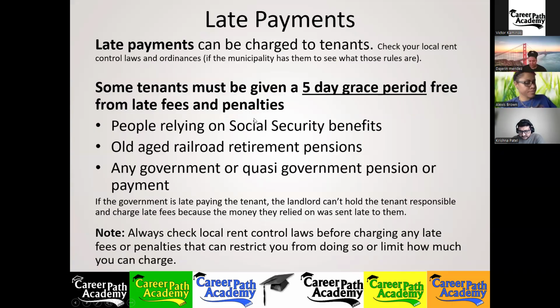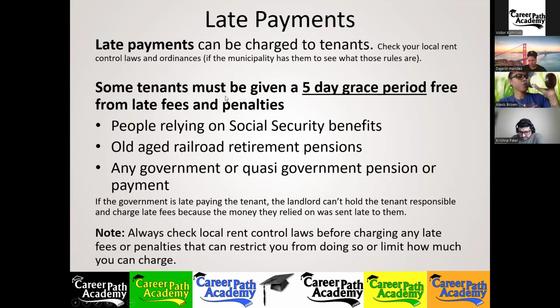Late payments can be charged to tenants, but you got to check local rent control laws if your municipality has them. They could restrict if and how much you could charge, if, how, and when you could charge for late payments.